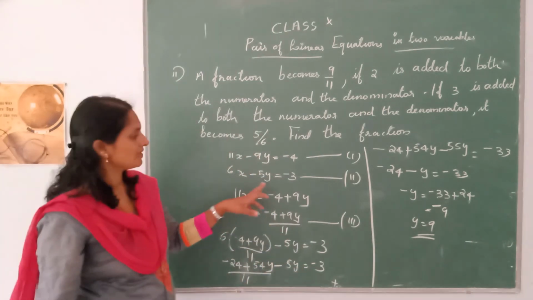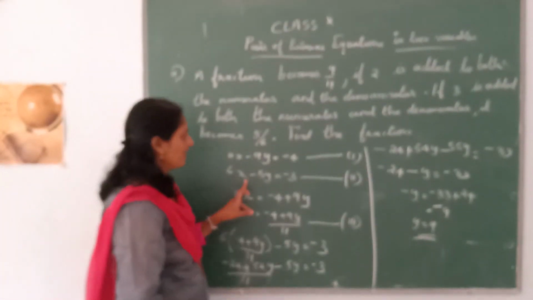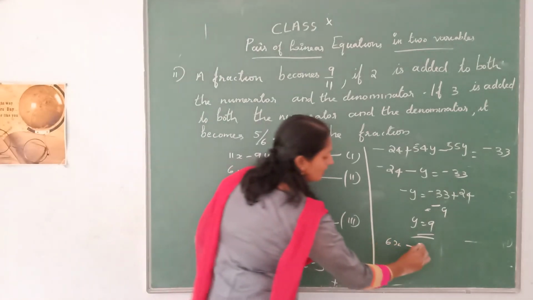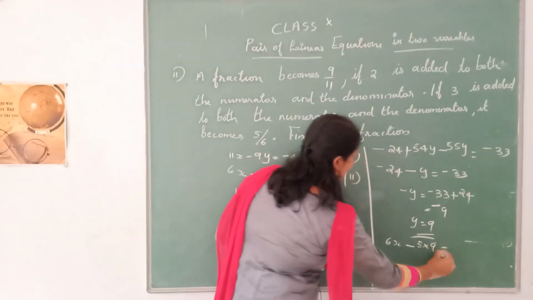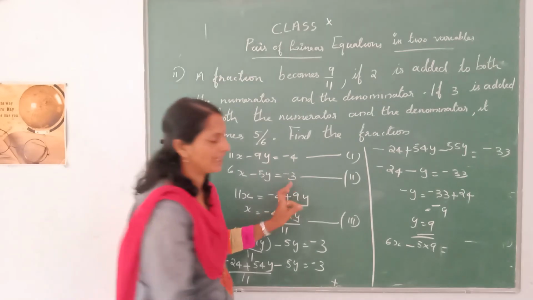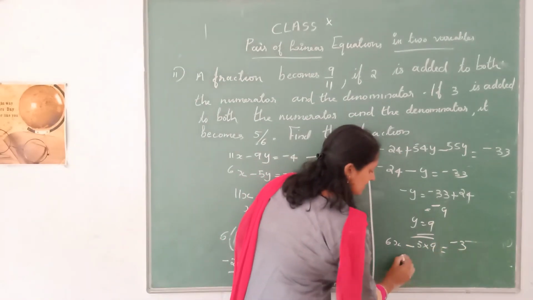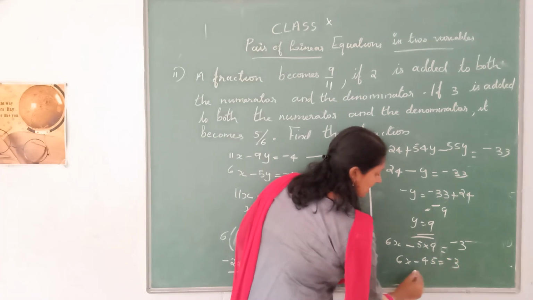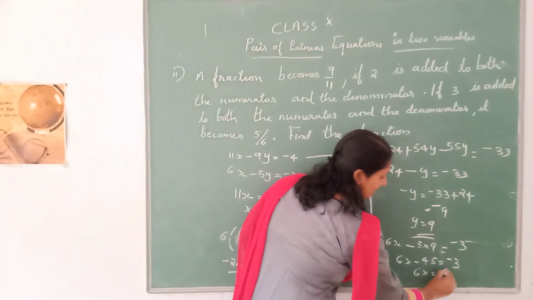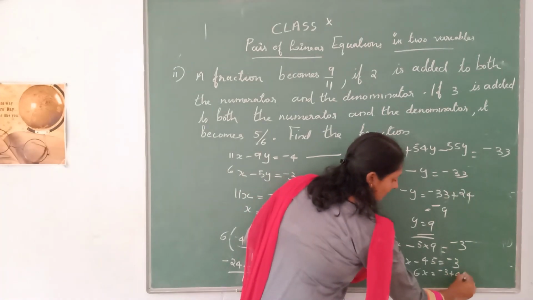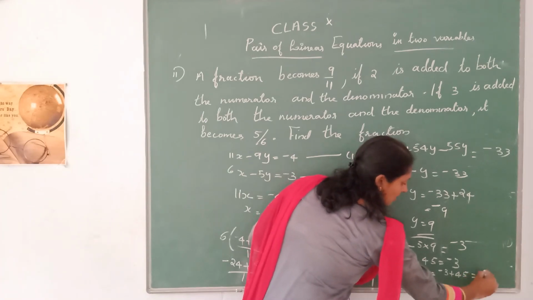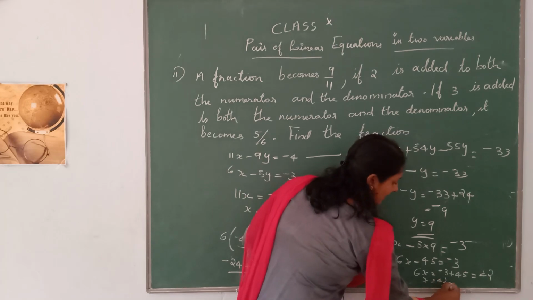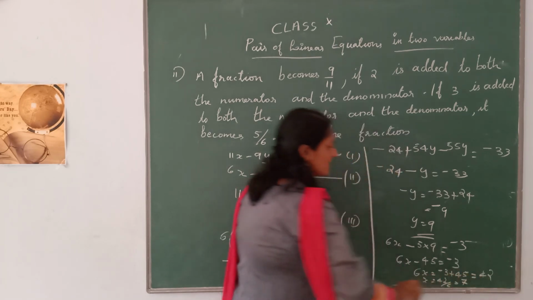Then putting the value in the second equation, we will get 6x minus 5 into 9 is equal to negative 3. That is 6x minus 45 is equal to negative 3. Then 6x is equal to negative 3 plus 45, that is equal to 42. Then x is equal to 42 divided by 6, that is equal to 7.